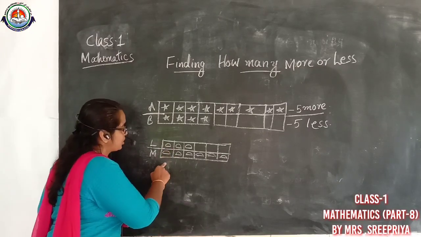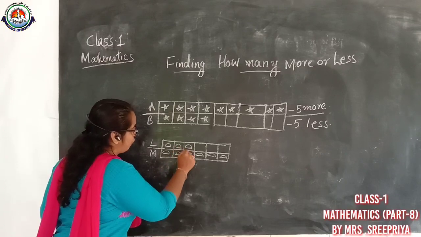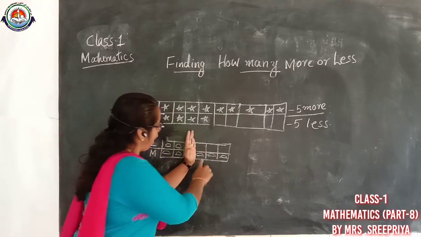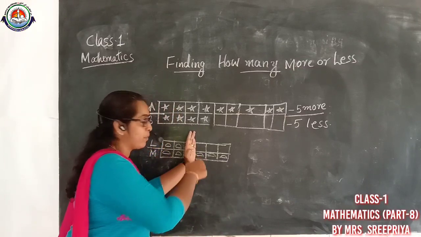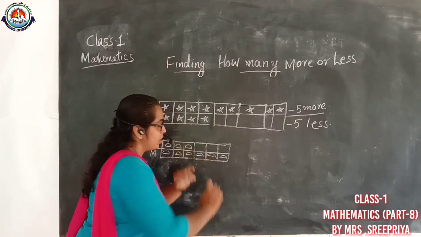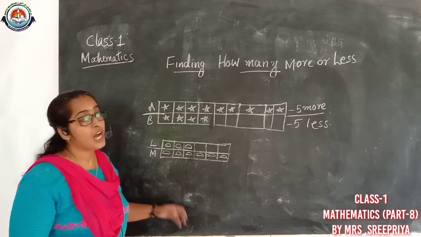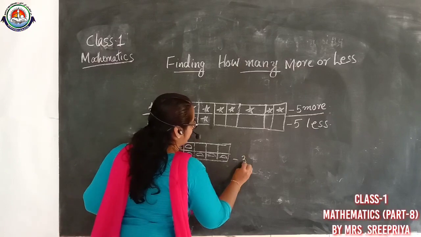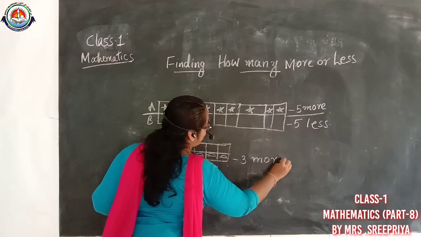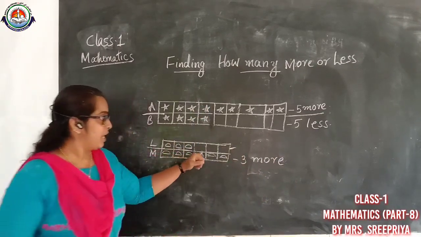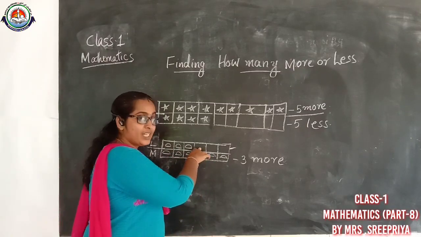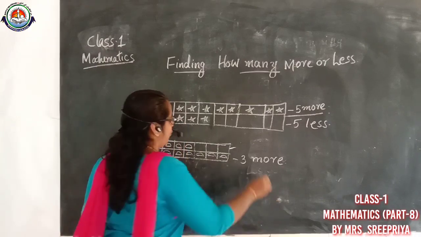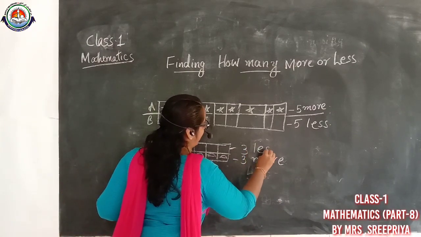Okay, in the first column you see 1, 2, 3, and both are the same. That means 3 and 3 are the same. After that, how many more came in group M? 1, 2, 3. Very good. That means how many more? Yes, very good. 3 more. So what about L? How many empty boxes are there? 1, 2, 3. That means 3 less. Very good. 3 less.